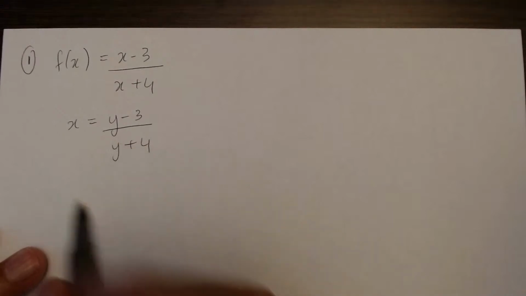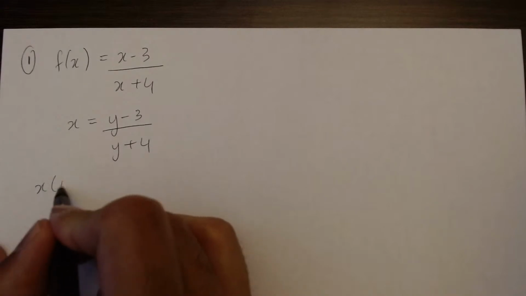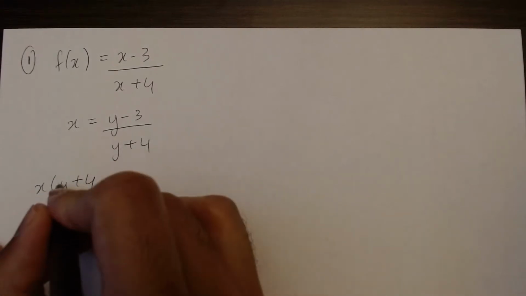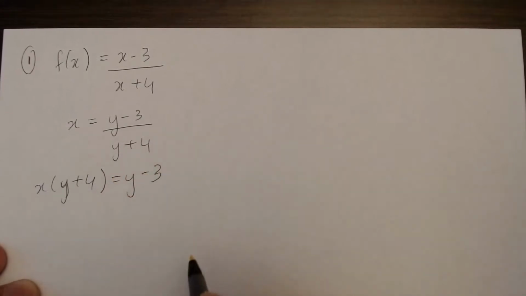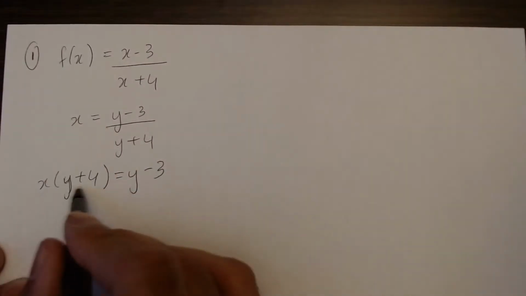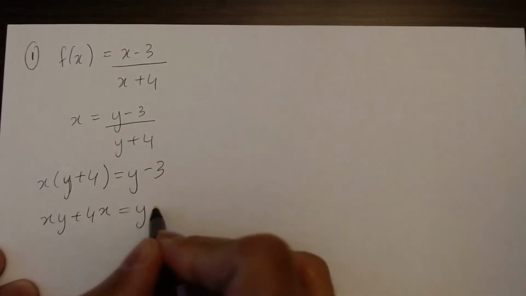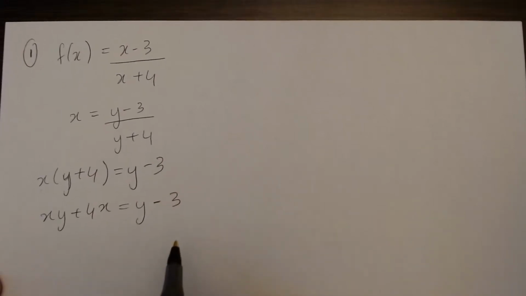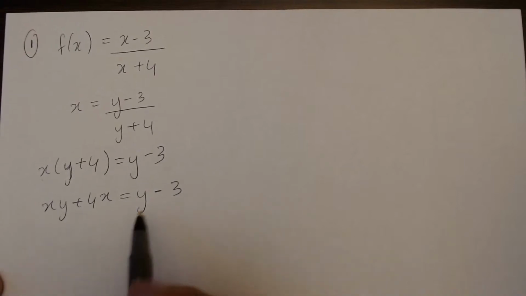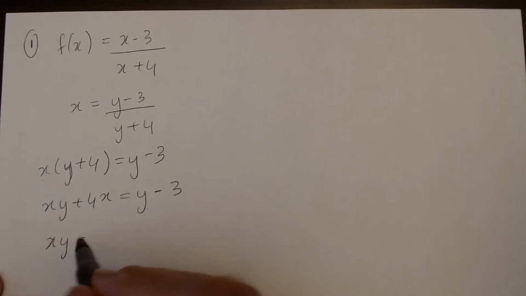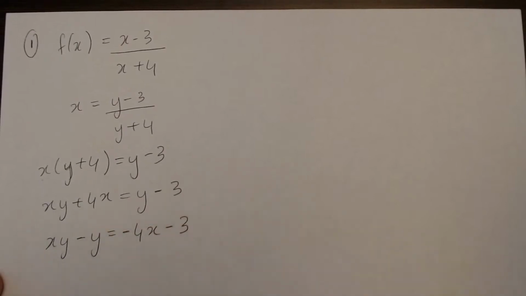I'm going to start by cross multiplying this over because we got to get rid of y's in the denominator first. I'm going to multiply this x into this bracket. Then I'm going to move my y terms to one side and all the rest of the terms to the other side. So I'll do xy minus y equals negative 4x minus 3.